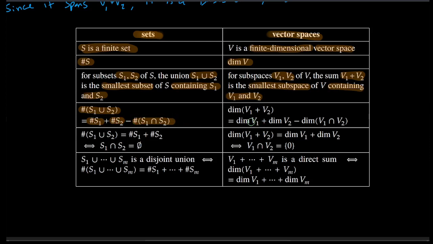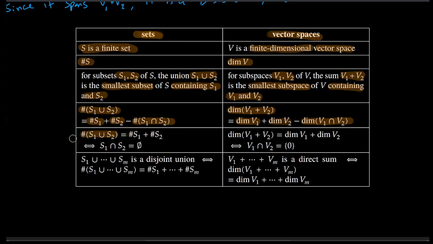Basically, the exact same thing works for finite dimensional vector spaces and their subspaces. If you want to look at the dimension of the sum of two subspaces of a finite dimensional vector space, you sum their dimensions and then you subtract the dimension of their intersection, which is also a subspace. Pretty neat.